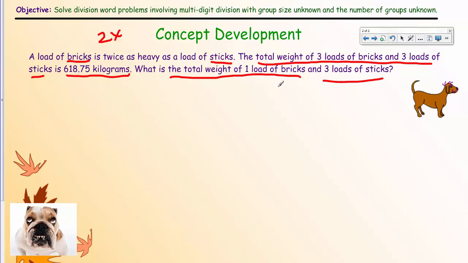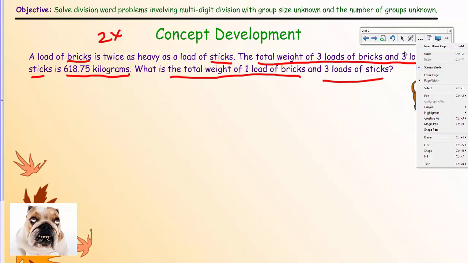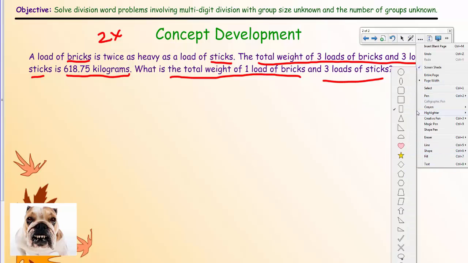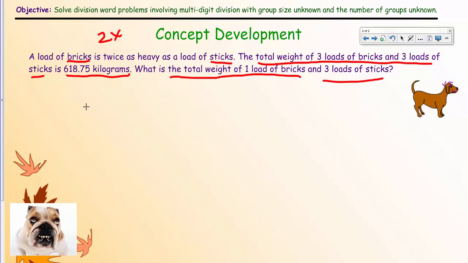Now, I'm going to be honest with you. When I first looked at this problem, I'm thinking this is like middle school, high school algebra. System of equations is what came to my mind. However, don't worry about that. We're not going to be doing that. Instead, we're going to have to find another way to solve it, not so much using algebra.